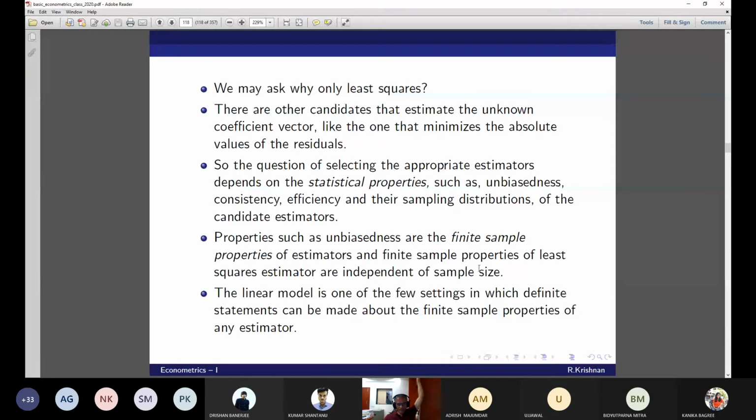So, regarding properties such as unbiasedness, the finite sample properties: the linear model is one of the few settings in which definite statements can be made about the finite sample properties of any estimator. This is exactly the catch of the linear model, and hence the omnipresence of least squares. Provided one is interested in a linear setting, least squares is the best. That provides you the minimum mean square error estimator, and hence the predominance of least squares.